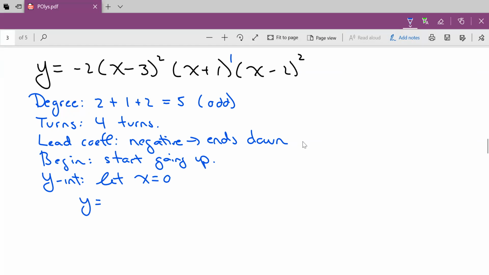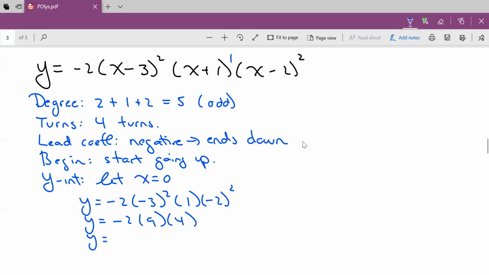So what do we get? Sub in x is 0 and simplify. And so we will get a nice negative number here of negative 72. So our y-intercept is at (0, -72). Okay, it's way down on our graph.